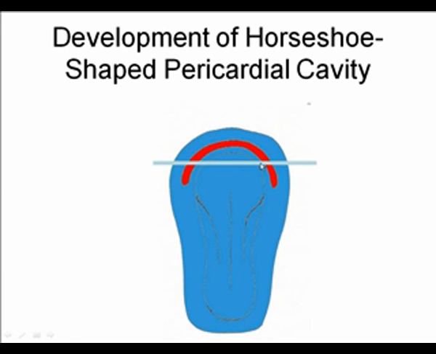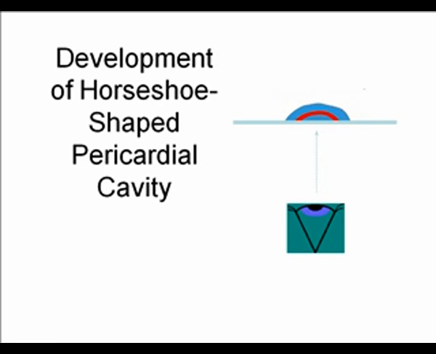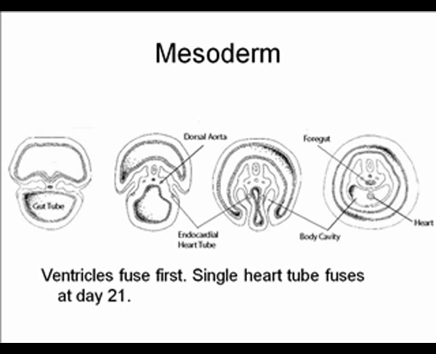So if we look at the development of the embryo again and look at the cross-section and look from below, we can see that the horseshoe-shaped pericardial cavity is going to be cut in cross-section here, and that these two endocardial heart tubes are going to move towards each other, and the two endocardial heart tubes are going to fuse. They're going to fuse at about day 21. And the significance of the fusion is that when they do, the heart begins to beat. The first region that fuses is in the ventricular region.